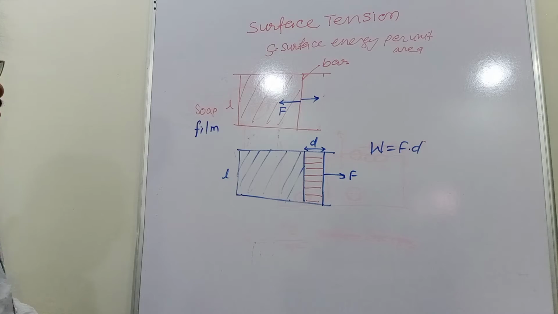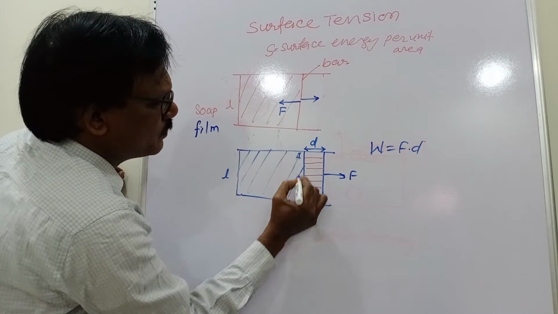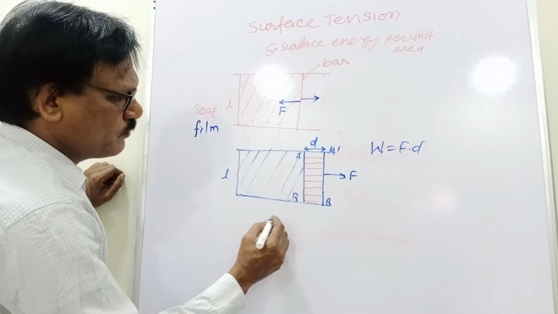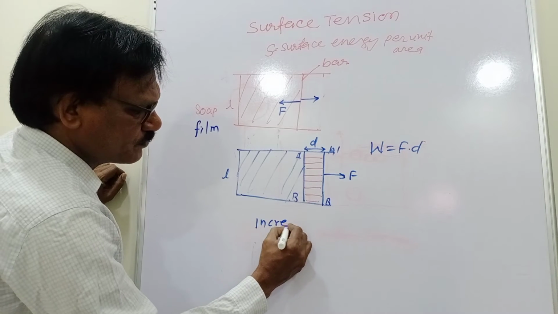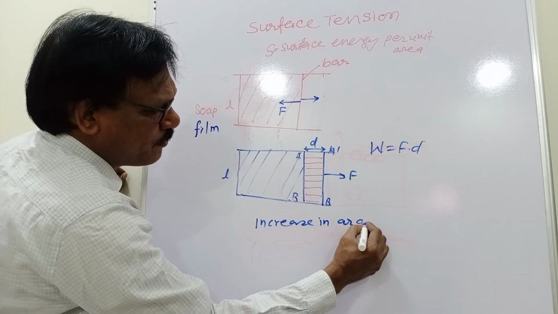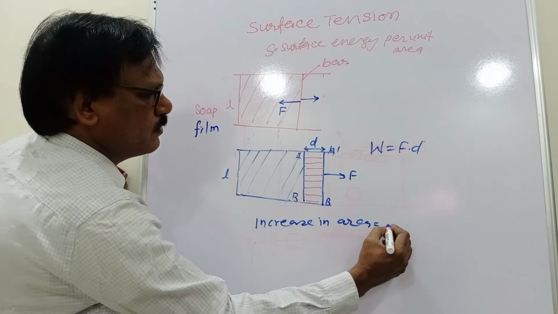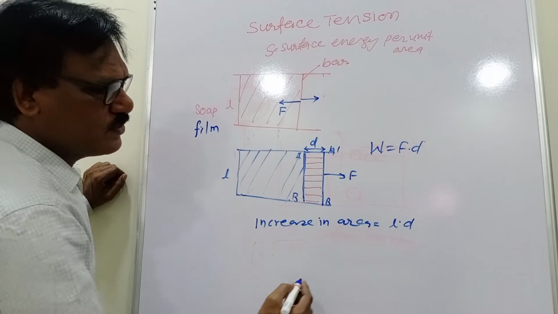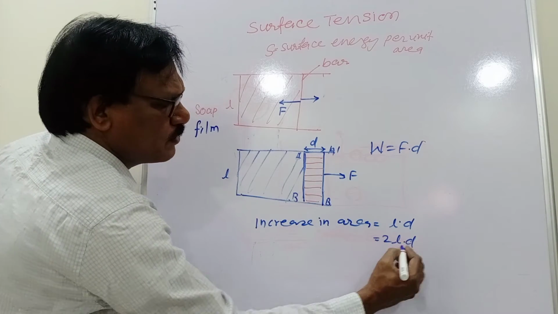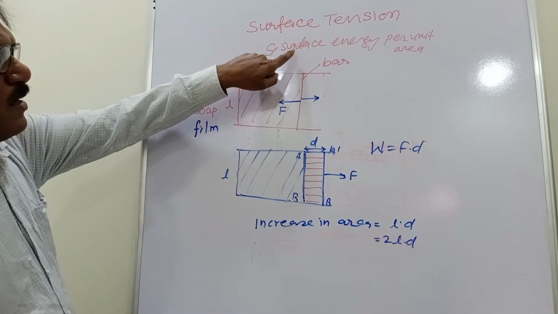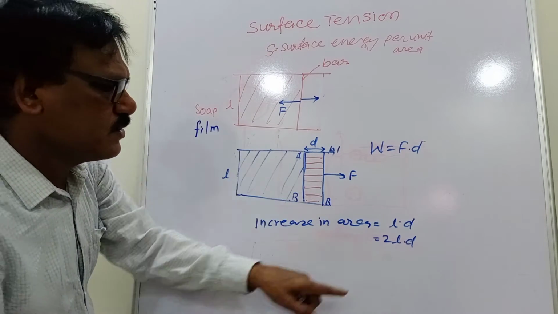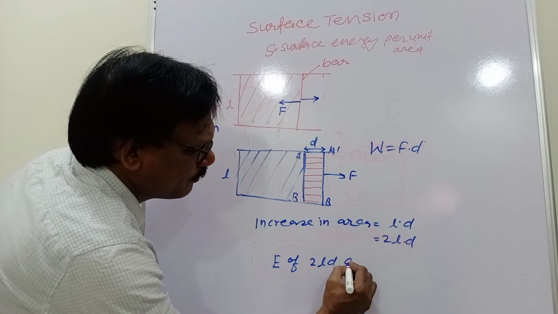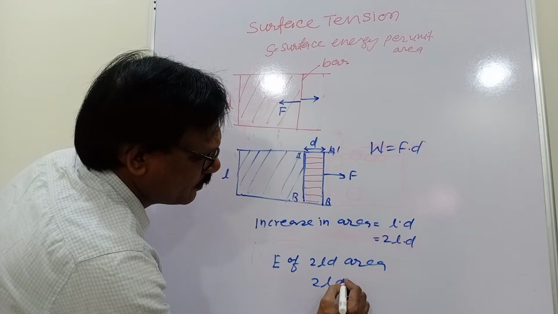Now when we are displacing this bar from AB to A dash B dash, this much area is increased. First of all, what is the increase in area? The increase in area will be L into d, because this is L and this is d. Since it has two surfaces, it will be 2Ld. S is the energy of unit area, so the energy of 2Ld area will be 2Ld into S.